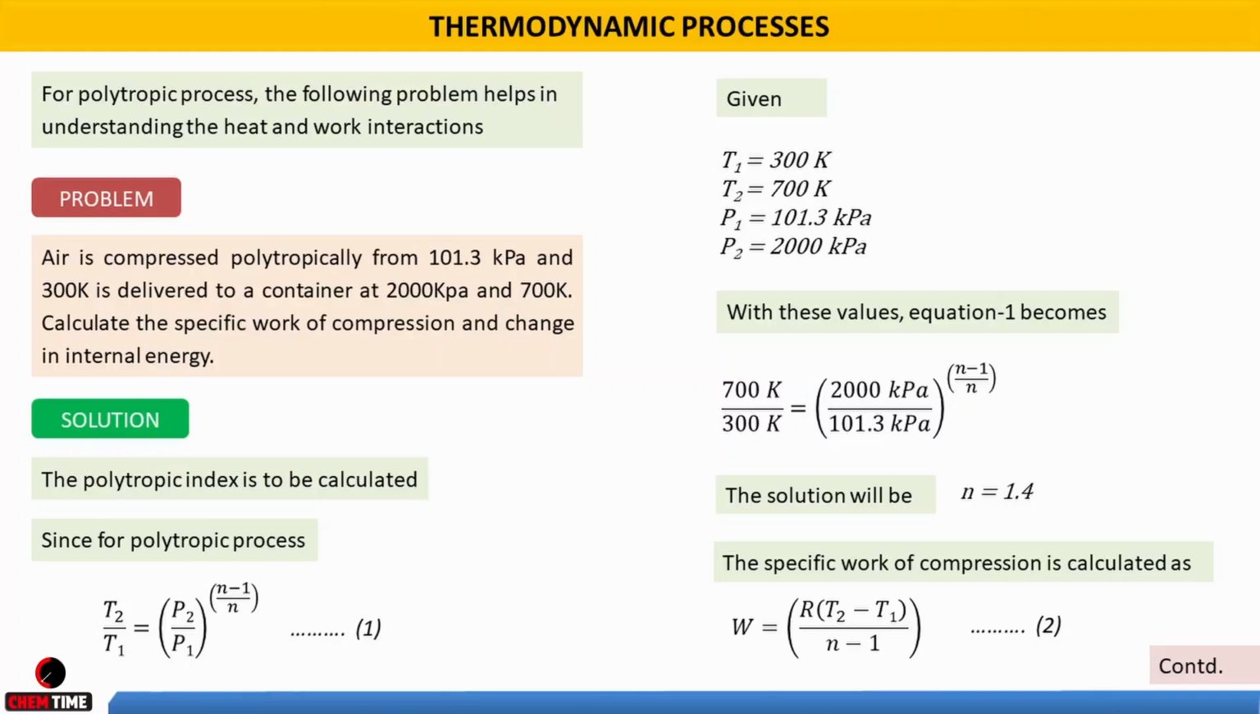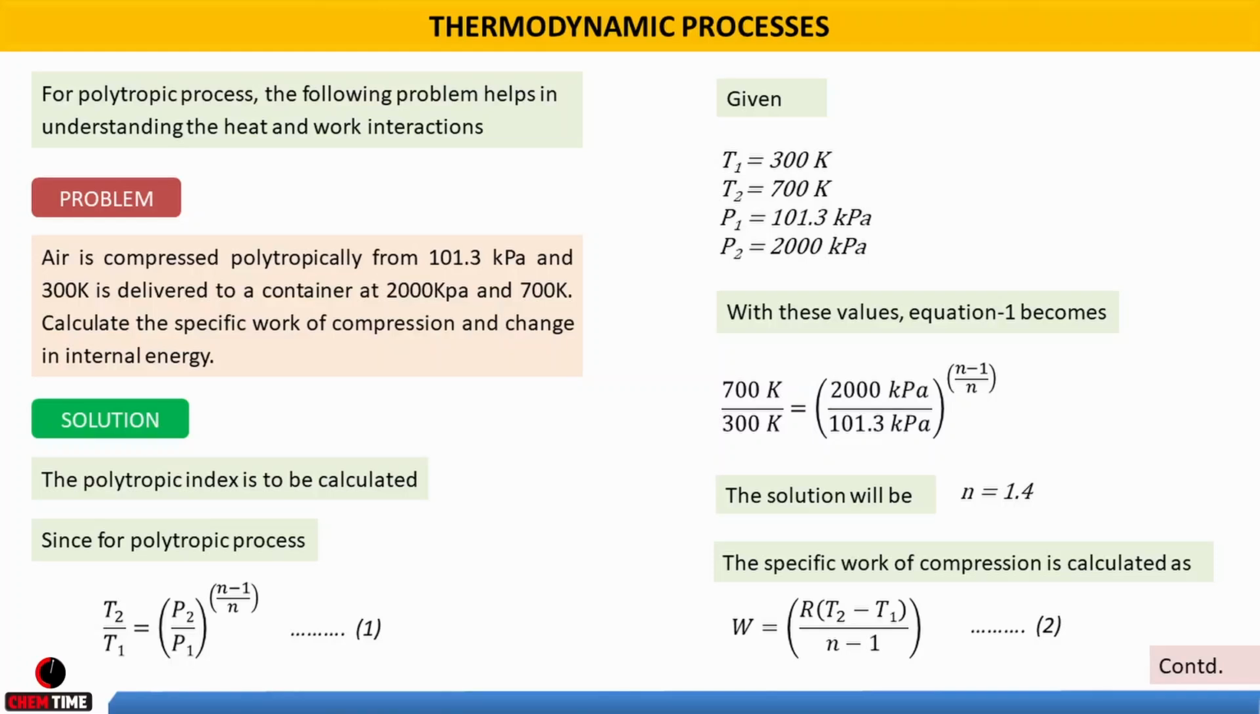With the values given, T1 is equal to 300 Kelvin, T2 is equal to 700 Kelvin, P1 is equal to 101.3 kilopascal, and P2 is equal to 2000 kilopascal. When you substitute these values in the equation for the polytropic process, the only unknown is n, and that is going to be 1.4.